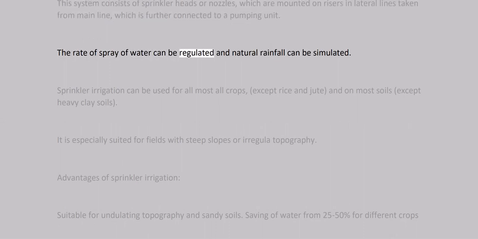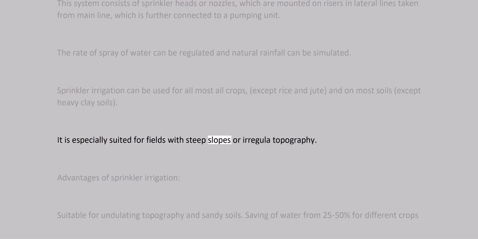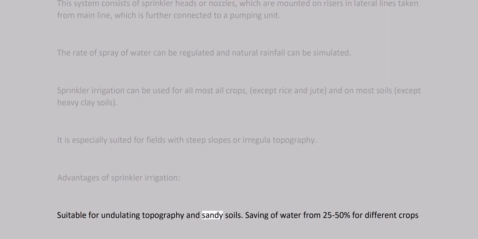The rate of spray of water can be regulated and natural rainfall can be simulated. Sprinkler irrigation can be used for almost all crops, except rice and jute, and on most soils, except heavy clay soils. It is especially suited for fields with steep slopes or irregular topography. Advantages of sprinkler irrigation: suitable for undulating topography and sandy soils.